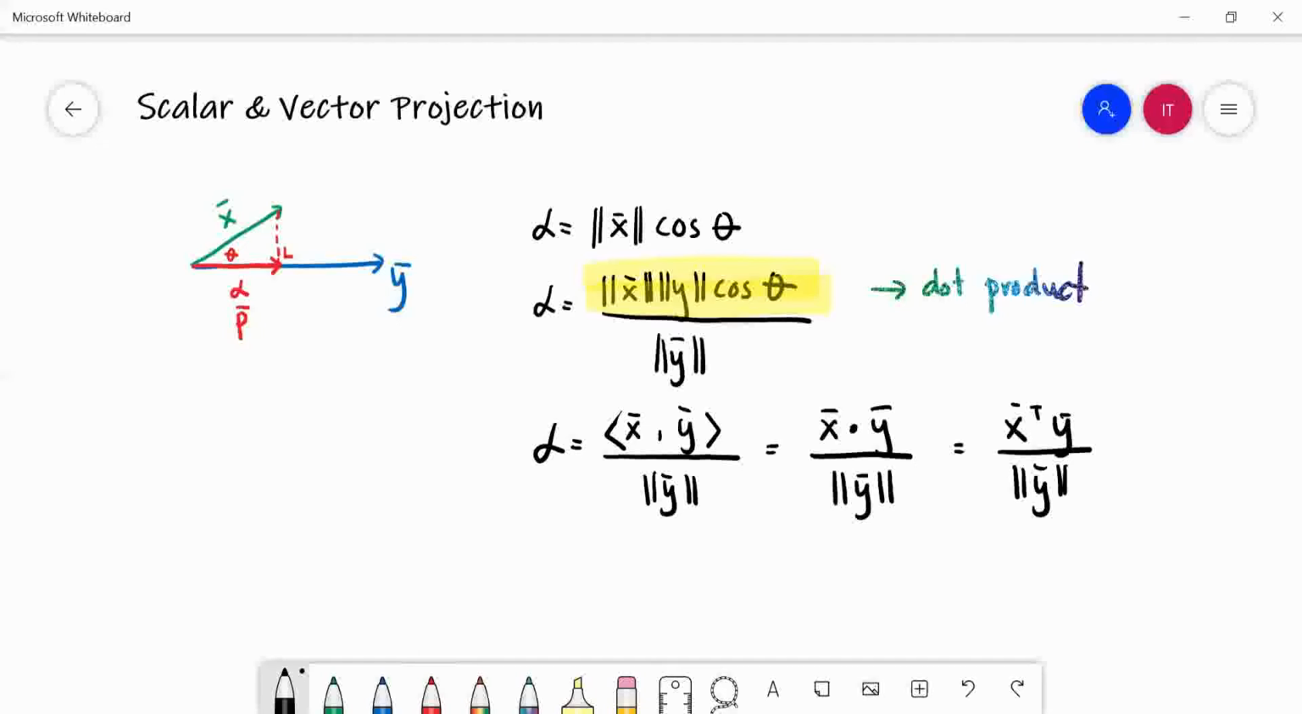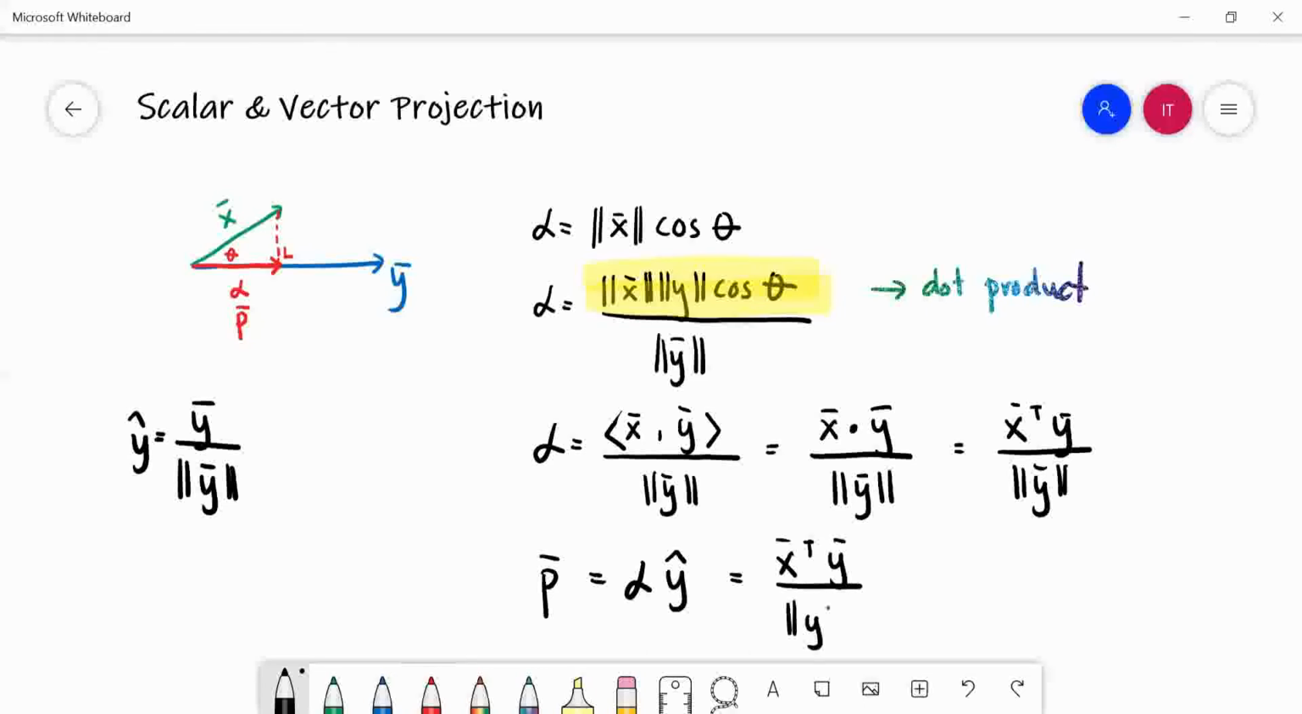To calculate the vector projection, P, we can just multiply the alpha with the unit vector of y. And the unit vector here can be obtained by dividing the vector itself by the length of the vector, which brings us to this equation. So here the length of y can be written as a square, and then we multiply it by the vector y.